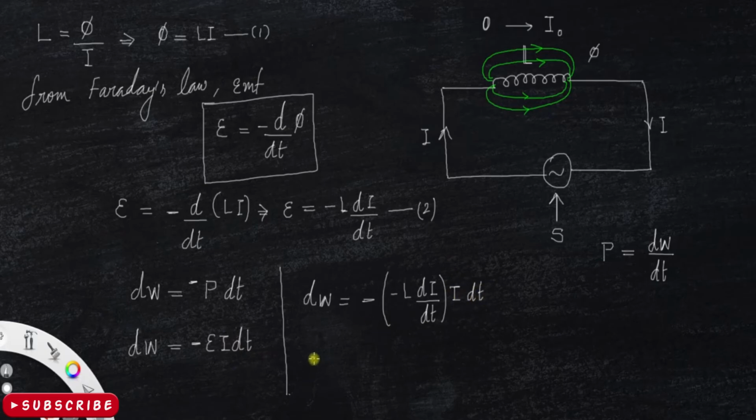Clear? So dw is equal to, minus and minus become plus, L di into I, and this dt and dt get cancelled. This implies the work done dw is equal to Li di. I can rearrange and write it like this. Call this equation number 3.